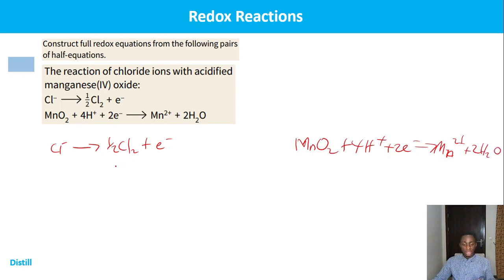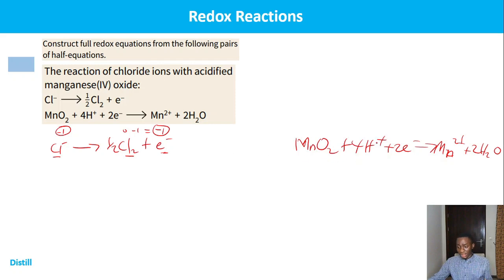Once again, we need to check if the number of charges on both sides are equal. So for here we have -1, here we have a 0, then -1 from here. So the total charge here is -1, and this is -1. That is balanced. What about the number of atoms? We have 1 chlorine atom here, we have 1 chlorine atom here, so that is balanced also.